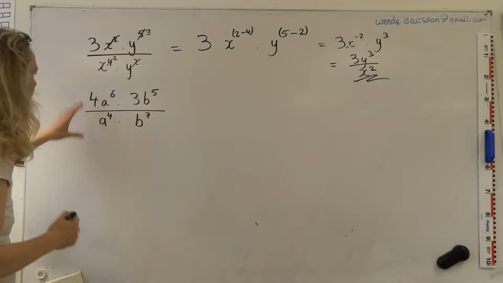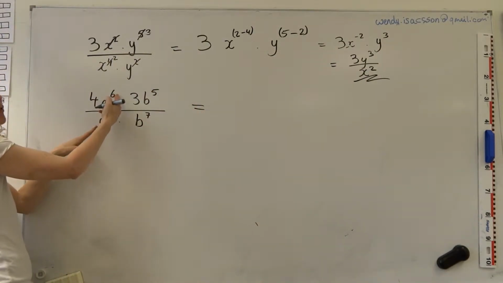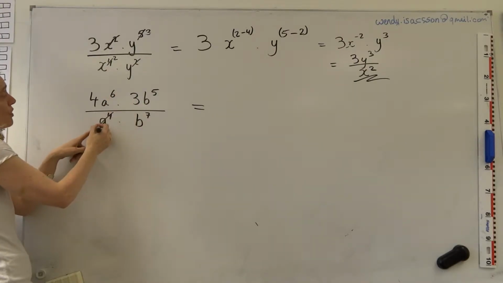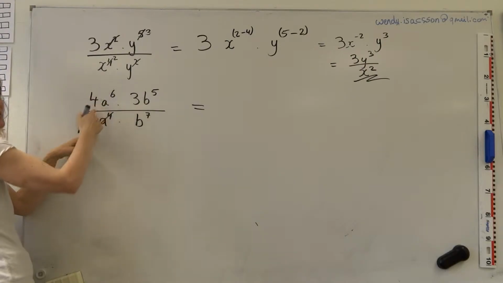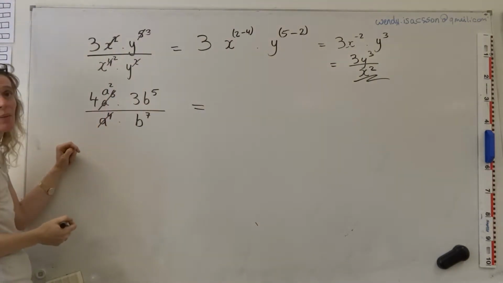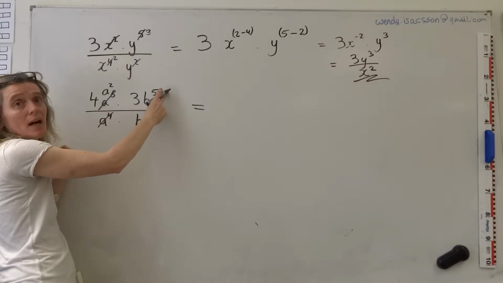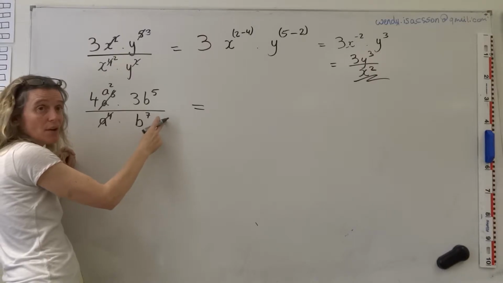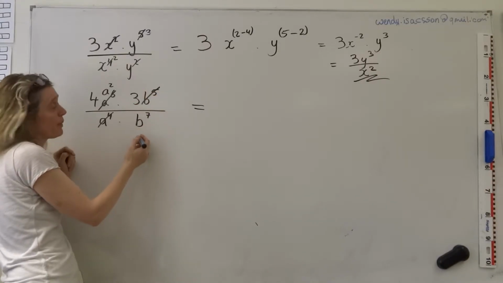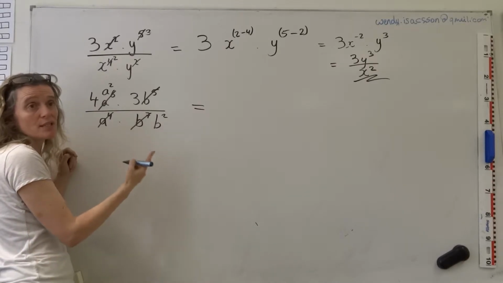This one then, same thing here. We've got 4 a's down here and we've got a to the power 6 there. So if I was to cancel 4 of these a's against 4 of the ones that are up here, I'd get 2 a's left, so I'd get a squared up there. If I was to cancel 5 of these b's up here with 5 of the ones down here, all 5 would go up here and I'd have 2 left down here. 7 minus 5 is 2.